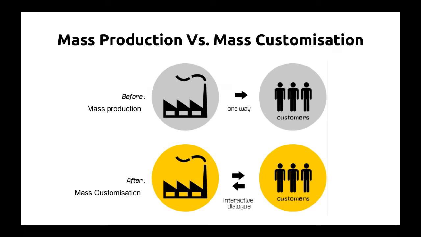So mass production versus mass customization. In the days of only mass production, the interaction between the manufacturer and the consumer was clearly one way. The manufacturer was deciding what the trends were going to be, what the designs were going to be, and this was the choice that was given to the end customer. So these days, whether that is a general public consumer or whether that is a business, they are deciding.